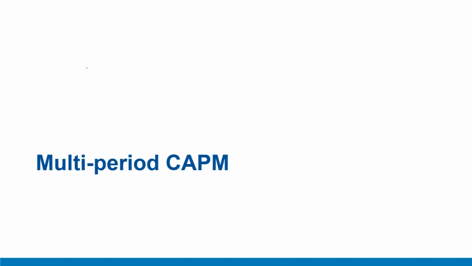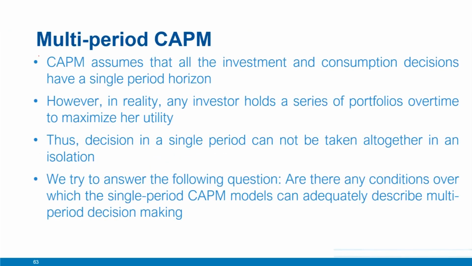We also said that all the investors define their period in a similar manner. However, this is not the case, and we know from experience of life that as individuals, we maximize our utility over a multiple period horizon. To begin with, CAPM assumes that all the investment and consumption decisions have a single period horizon. But we know that in reality, an investor holds a series of portfolios or makes his or her investment decisions over a lifetime, or if not over multiple periods, based on multiple periods to maximize her or his utility.